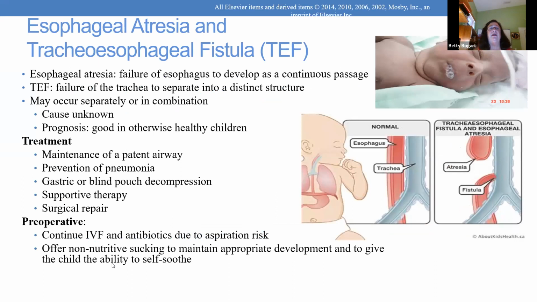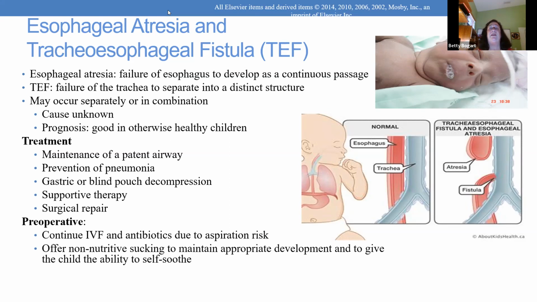Now, tracheoesophageal fistula or esophageal atresia are lack of connections or extra connections between the trachea and the esophagus. And they're both treated the same. So esophageal atresia, no food can go down because the food's not connected to the stomach. So this kid can't eat. It just will come back up and they'll aspirate. So if you try to feed them, it's going to go right in their lungs.